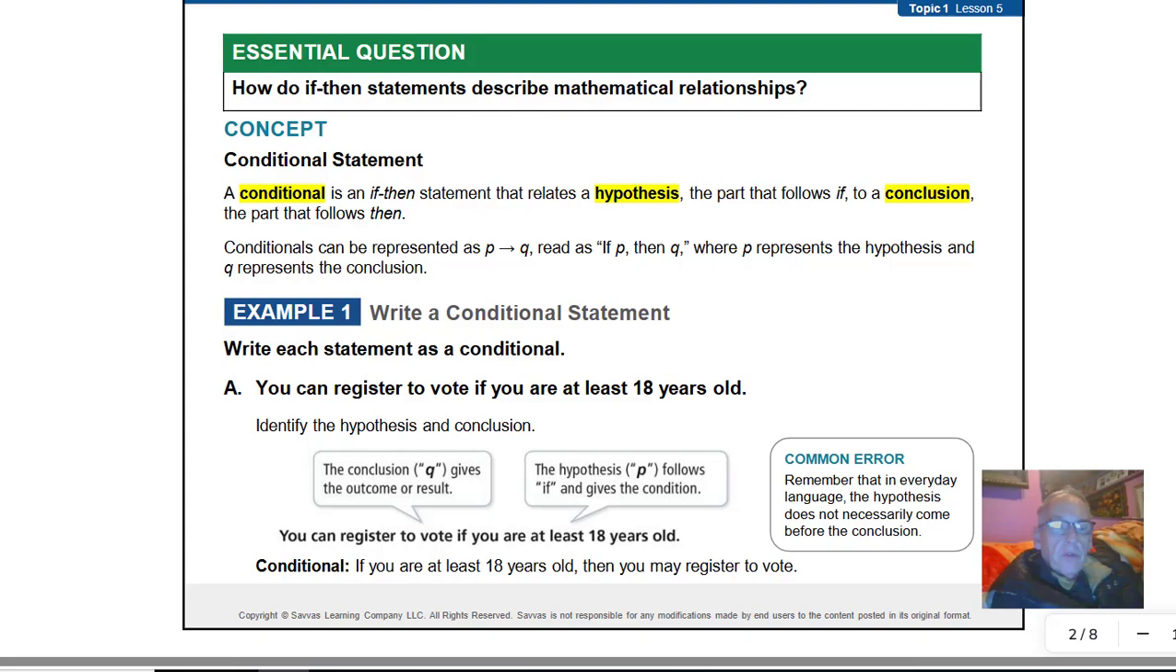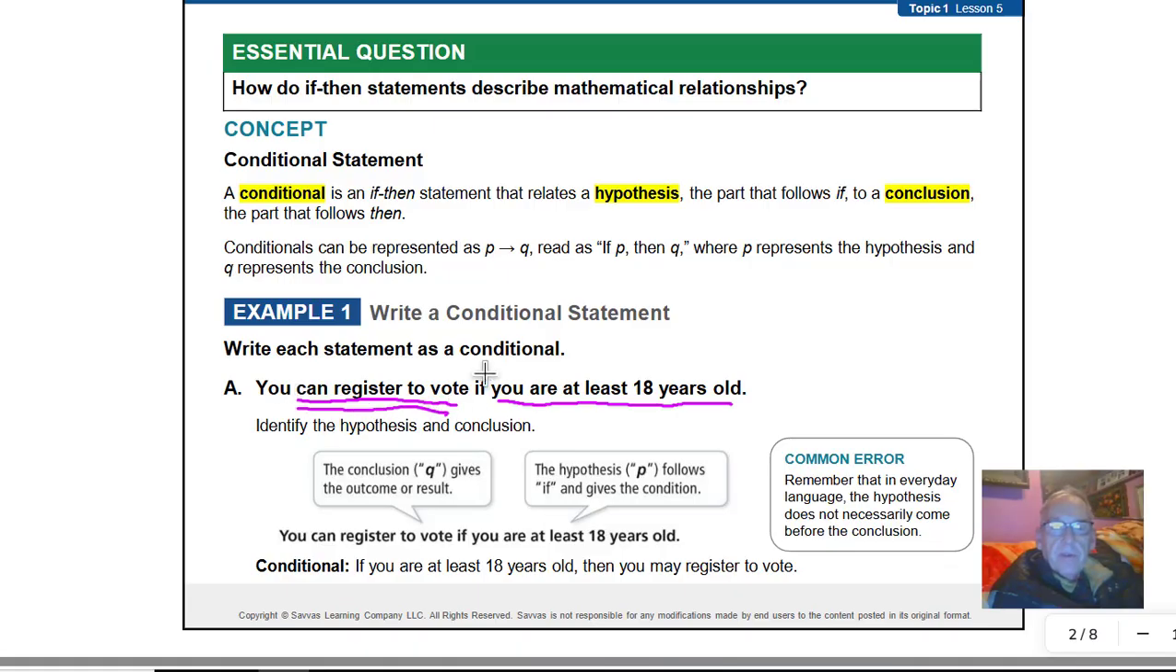Okay, so here they're showing us that P arrow Q, P implies Q, or if P then Q. P represents the hypothesis, Q represents the conclusion. Okay, let's look at part A down here. You can register to vote if you're at least 18 years of age. Now here's the if idea in this statement, which means that this must be the then idea.